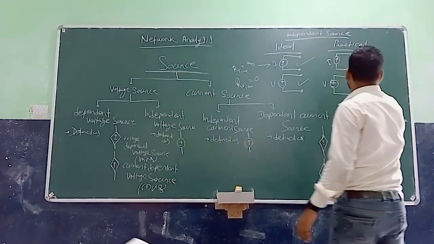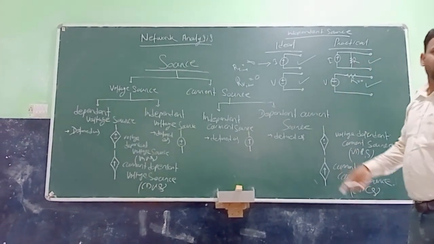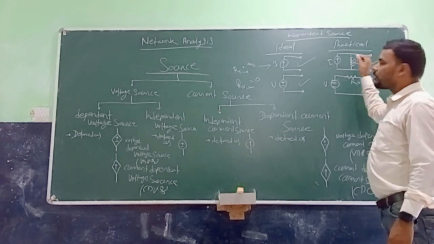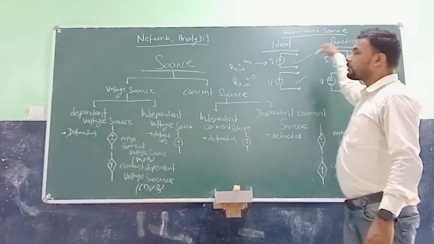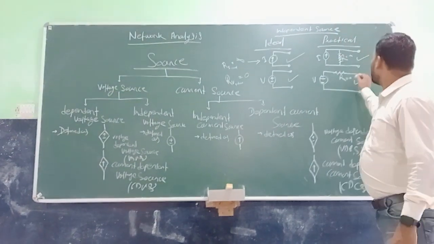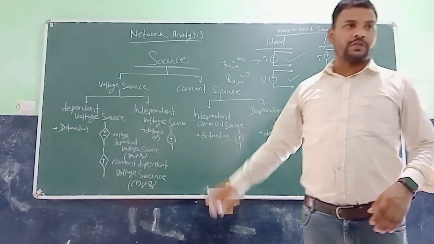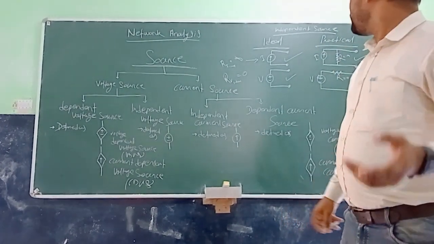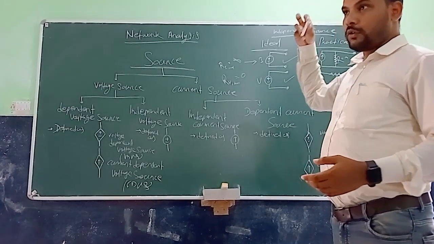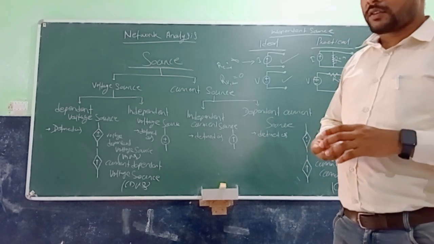If you put this value equal to 0, it is a short circuit. It becomes ideal. If you put infinity here, it is an open circuit. So this source becomes ideal. Now we will study source transformation. We will see that source transformation converts a practical current source to a practical voltage source, and a practical voltage source to a practical current source.